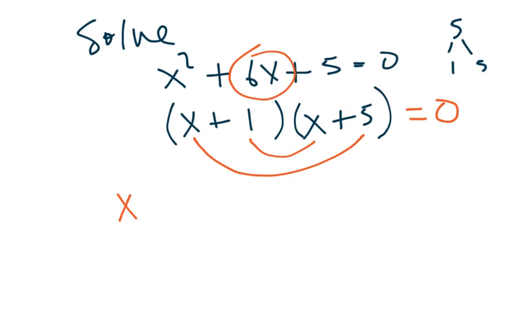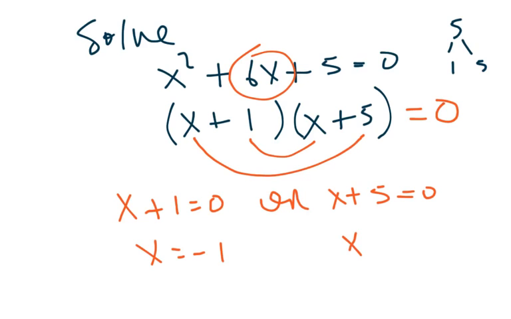So our solutions are x plus 1 is equal to 0, or x plus 5 is equal to 0. And that means x is equal to minus 1, or x is equal to minus 5. They're my two solutions. Okay, on the next page, I'm going to give you some examples to practice yourselves, and then press pause, and then press play when you're done and see if you've got the right answers.